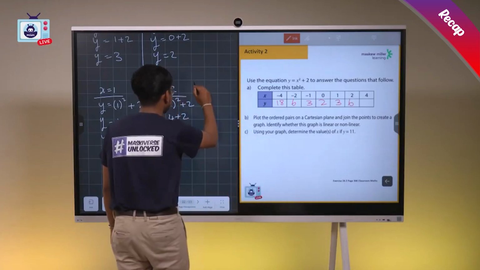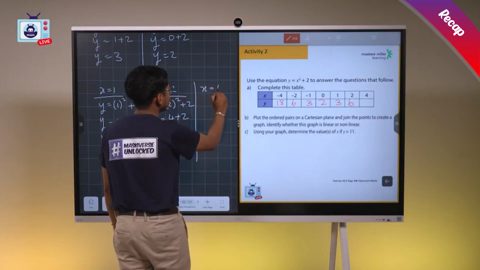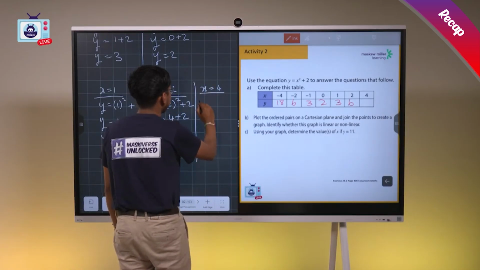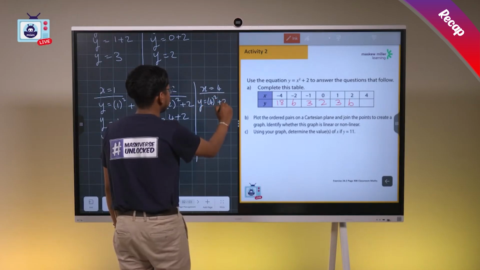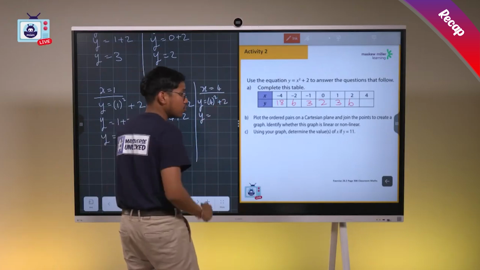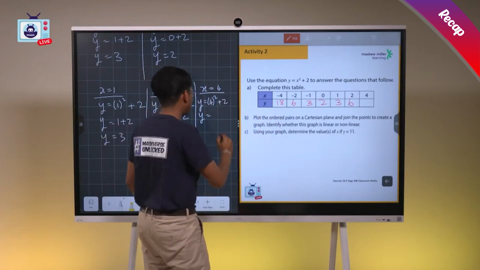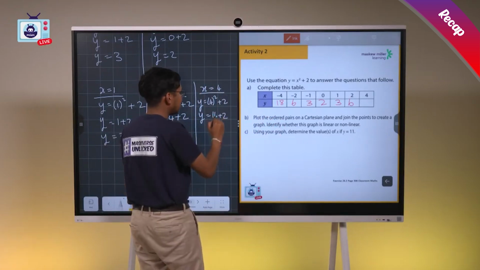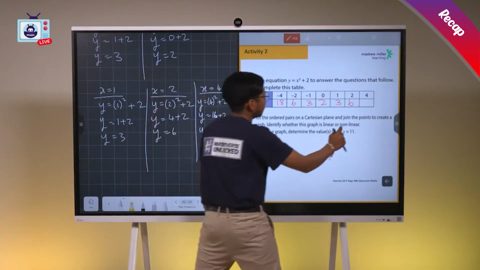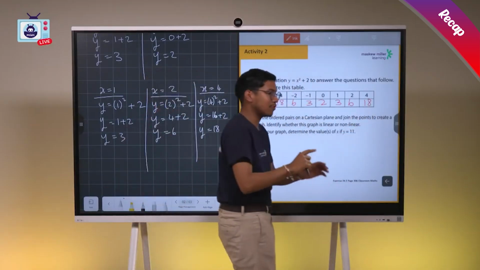And then lastly, where x is equal to 4, I have y is equal to 4 squared plus 2. 4 squared is 4 times 4, and 4 times 4 is 16. So here I have 16 plus 2. Let me make that 6 a bit neater there. And 16 plus 2 is 18. All right, there I've done most of the calculations now.